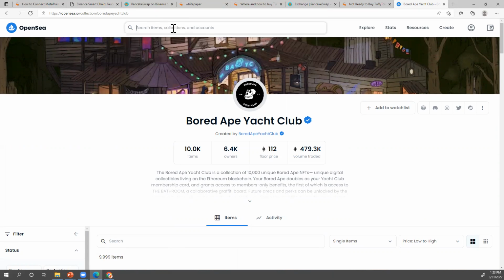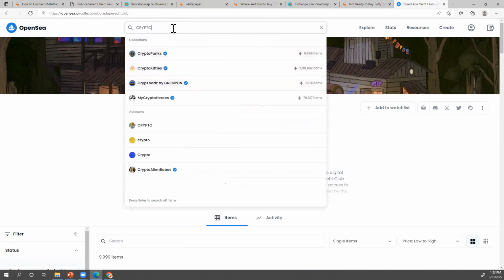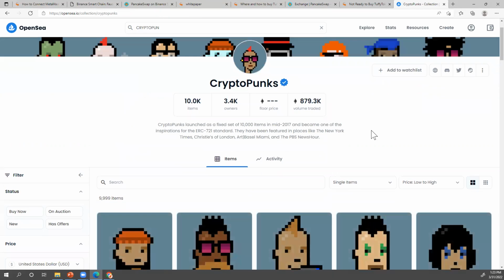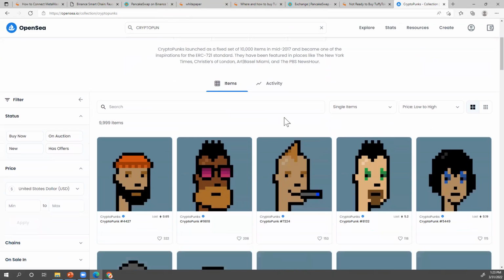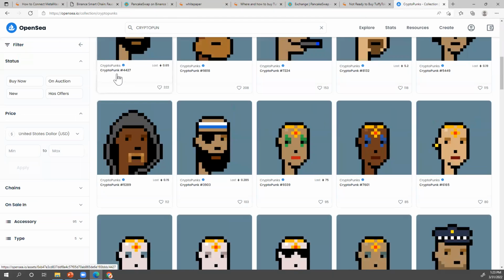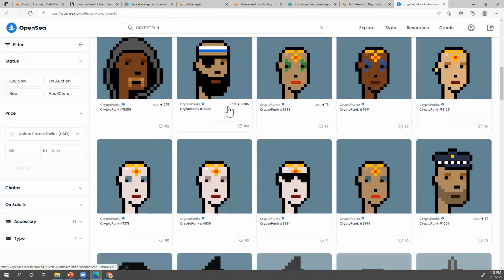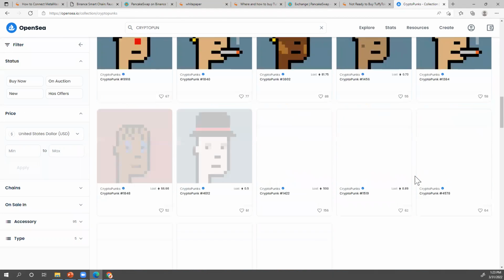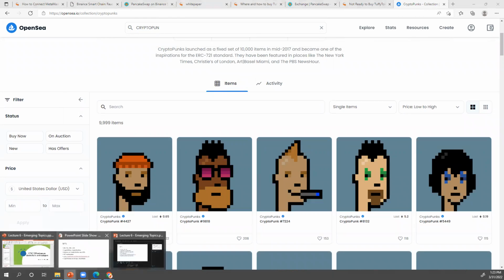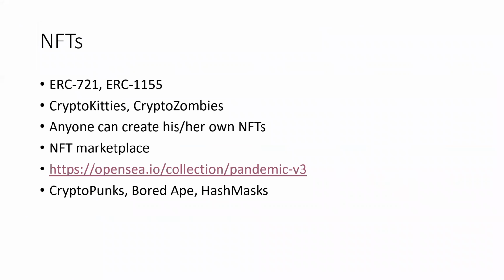Or you can see CryptoPunks. This is another very expensive and also famous collection of punks. They're also listed on OpenSea here. So this is for NFTs.